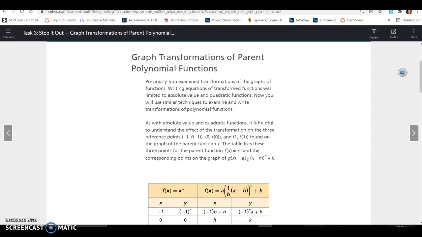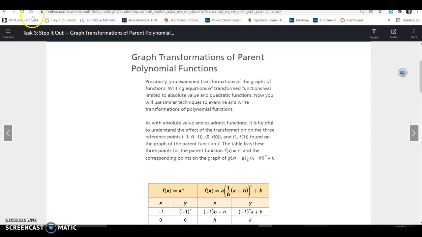Lesson 3.1, Task 3. Graph transformations of parent polynomial functions. Previously, you examined transformations of the graphs of functions. Writing equations of transformed functions was limited to absolute value and quadratic functions. Now you will use similar techniques to examine and write transformations of polynomial functions.